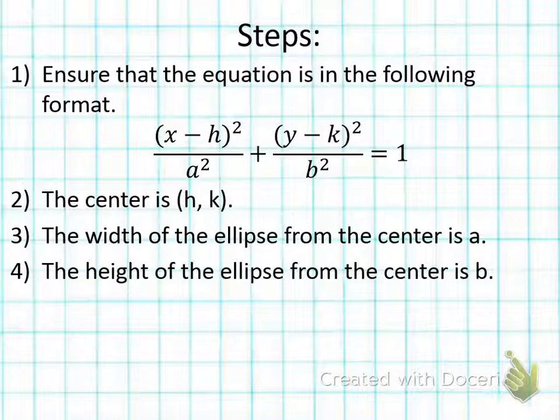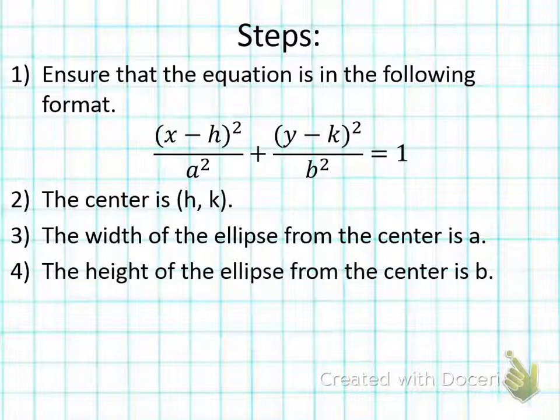A couple things you have to see: the center is h and k, so that's a really important pair of numbers, h and k. The width of the ellipse from the center is a. The height of the ellipse from the center is b. And I'm going to show you how to graph. That's the goal for today. How do we graph ellipses?